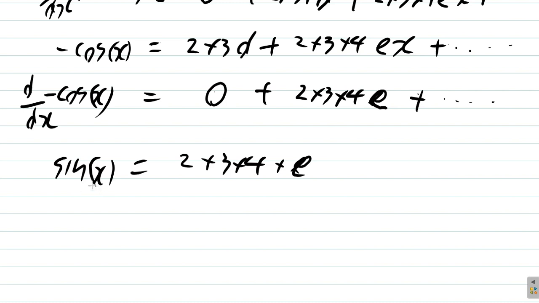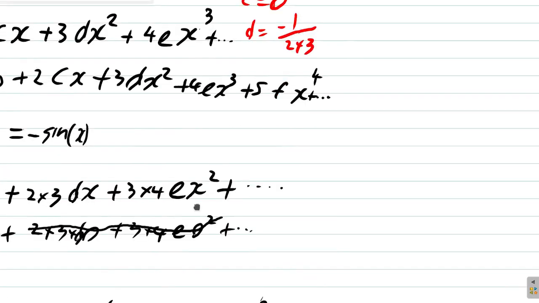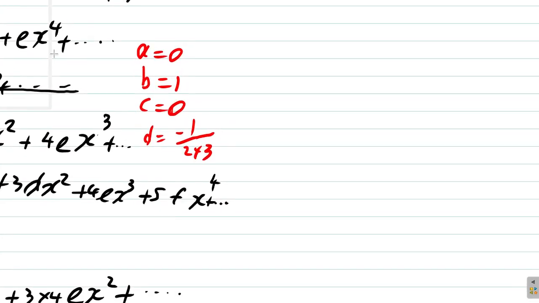Here, when you make x equals 0, sine of 0 is 0. So what you have is 2 times 3 times 4 e. But since this is 0, e would be 0. So e would be equal to 0. Alright, so we have these so far.